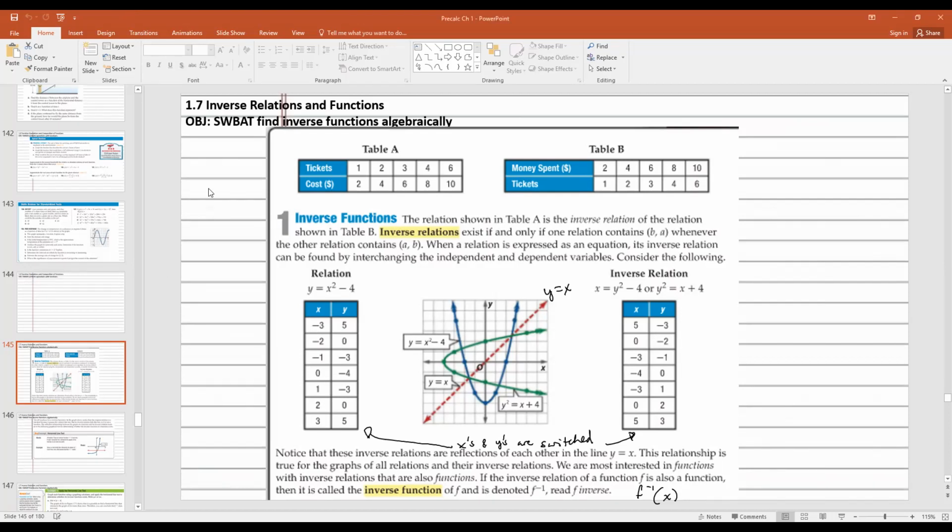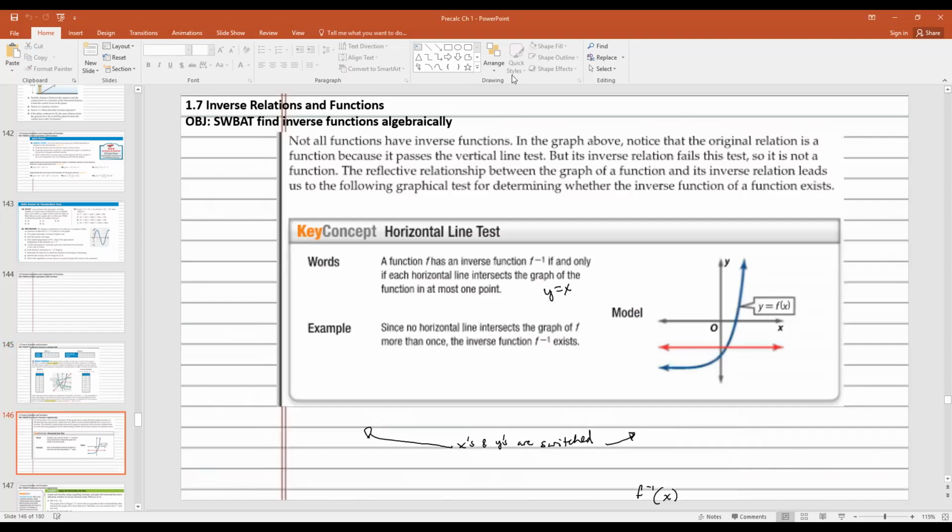Now we can actually test to see if a function is going to have an inverse function based on its graph. Just like we can determine whether a graph is a function based on the vertical line test, we can test whether the inverse is a function based on the horizontal line test. If you draw a horizontal line anywhere on the graph and it crosses more than once, then the inverse is not a function.